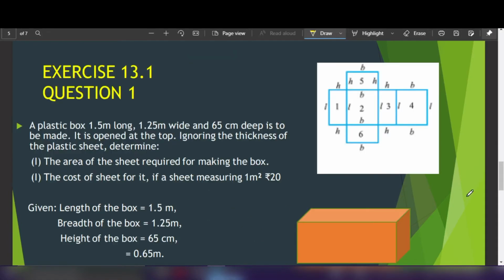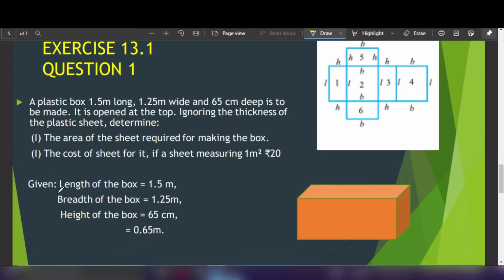Now we'll move on to question number 1 in exercise 13.1. A plastic box 1.5 meter long, 1.25 meter wide and 65 centimeter deep is to be made. It is open at the top. Ignoring the thickness of the plastic sheet, determine the area of the sheet required for making the box, and second, the cost of the sheet for it if a sheet measuring 1 meter square costs ₹20.